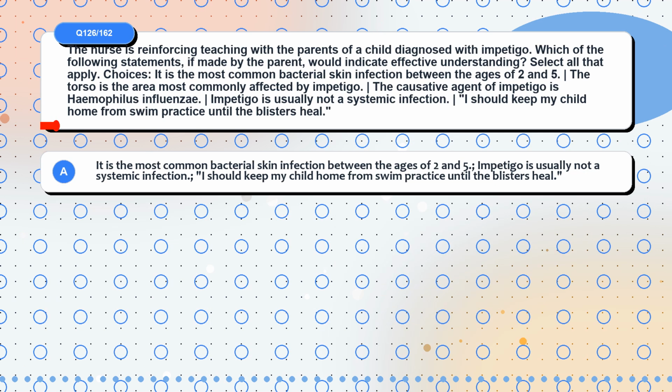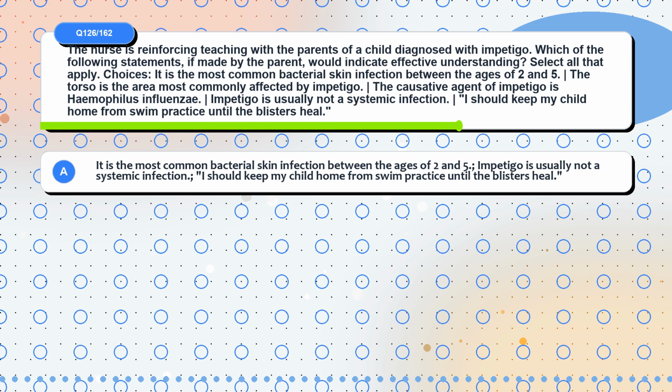Question 126. The nurse is reinforcing teaching with the parents of a child diagnosed with impetigo. Which of the following statements, if made by the parent, would indicate effective understanding? Select all that apply. Choices. It is the most common bacterial skin infection between the ages of 2 and 5. The torso is the area most commonly affected by impetigo. The causative agent of impetigo is Haemophilus influenzae. Impetigo is usually not a systemic infection. I should keep my child home from swim practice until the blisters heal.